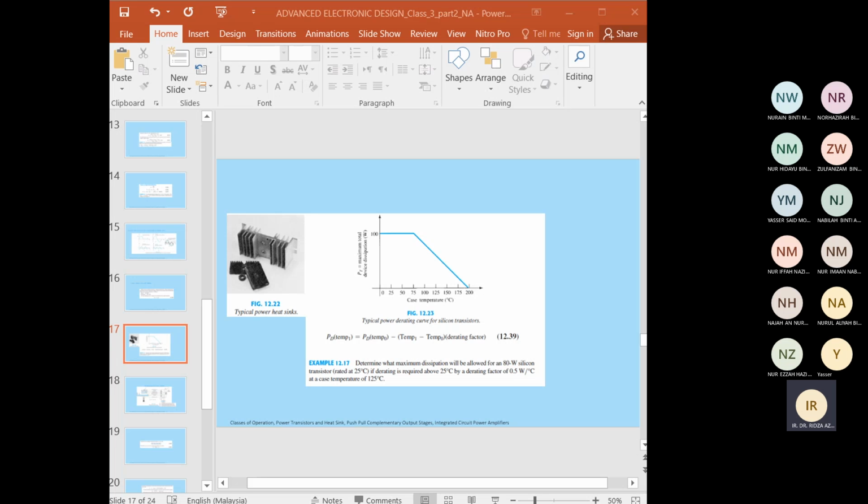So the PD at 25 degrees Celsius is given as 80 watt minus 125 minus 25, we get 100 degrees Celsius multiplied by 0.5 watt. What do you get? 30 watt. Okay, right.